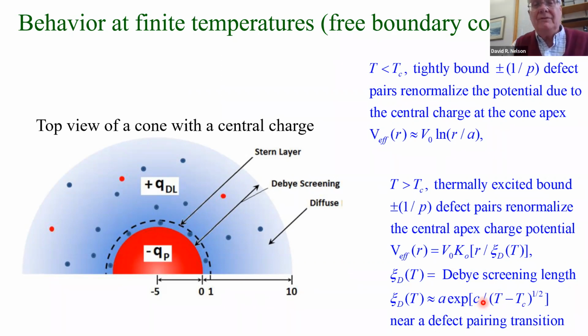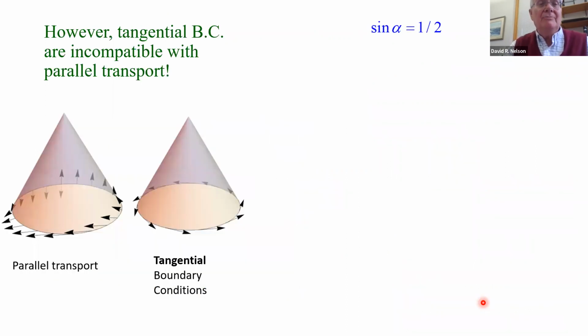The simplest case would be these free boundary conditions. So in the remaining time, not much, maybe 5 minutes or so, maybe a little bit more if the chair is generous, I want to tell you about tangential boundary conditions on a cone.